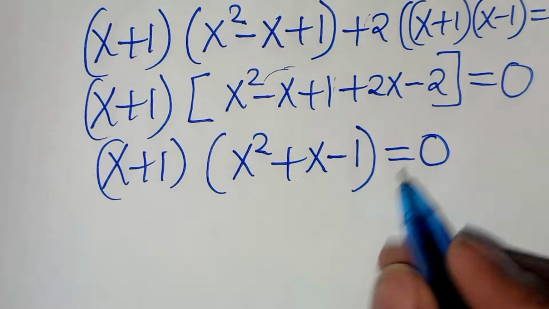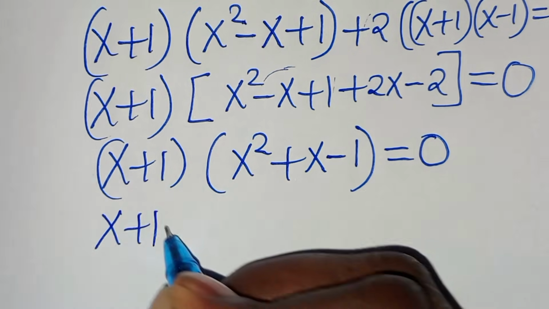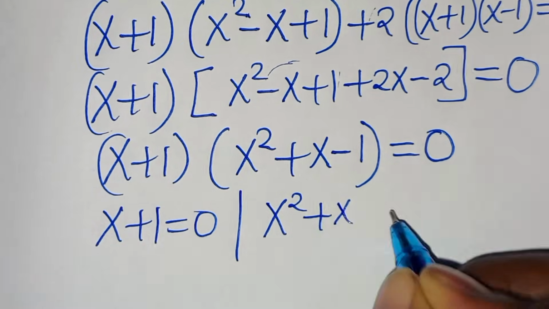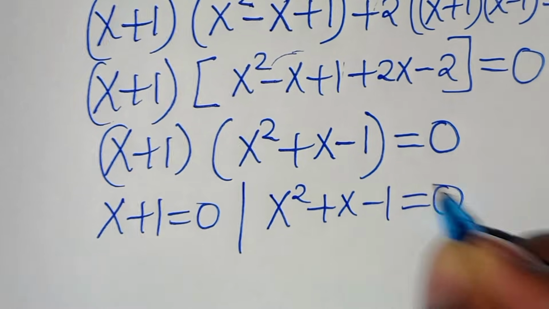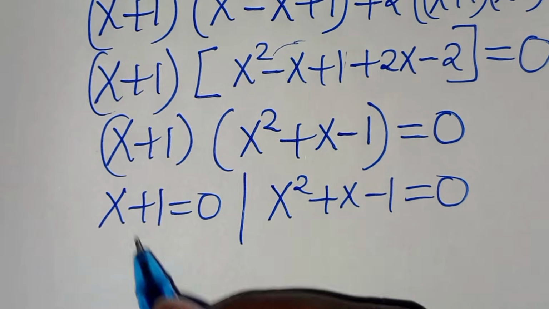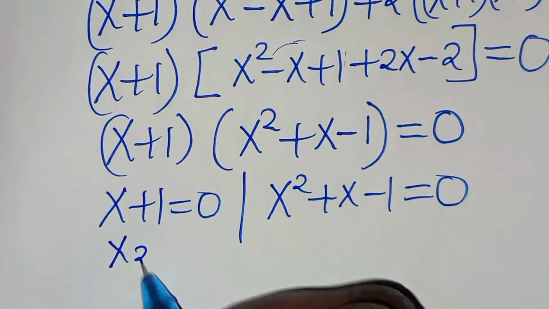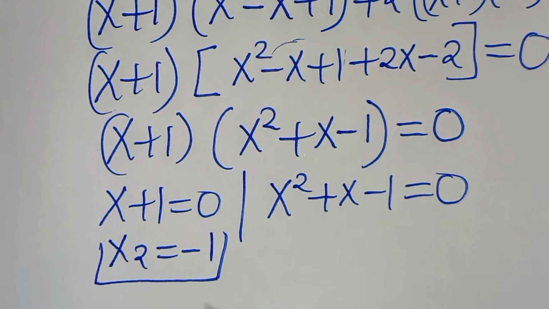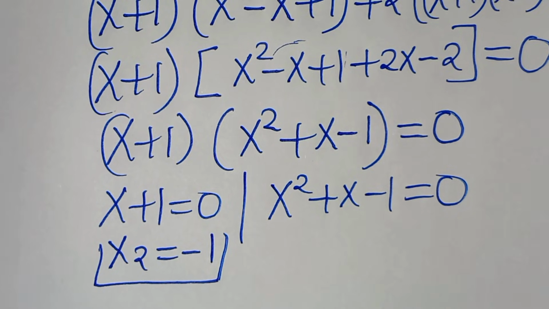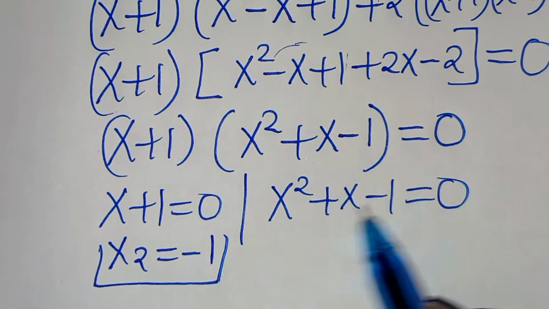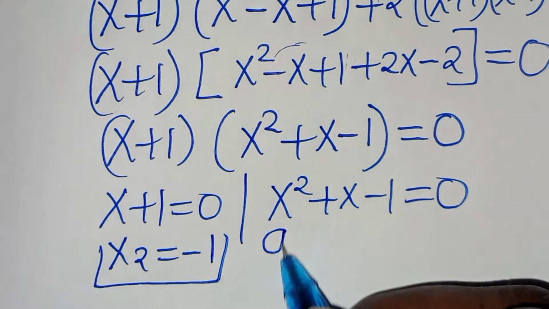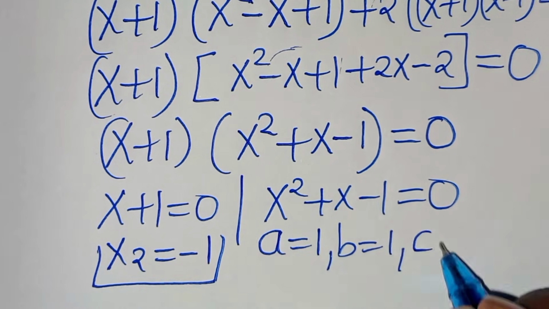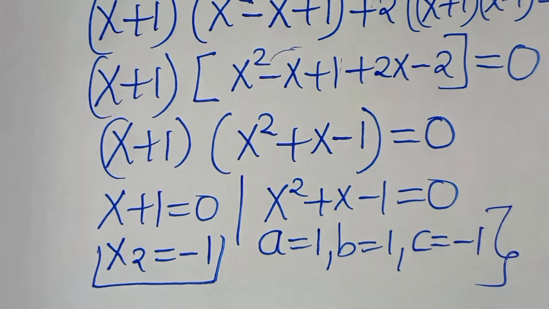Now we have got two parts here. We have x plus 1. This is equal to 0. Then we have x squared plus x minus 1. This is equal to 0. So from this, we have x2. This is equal to negative 1. So let's solve for the other values of x here. This is the quadratic equation where we have a is equal to 1, b is equal to 1, and c is equal to negative 1.